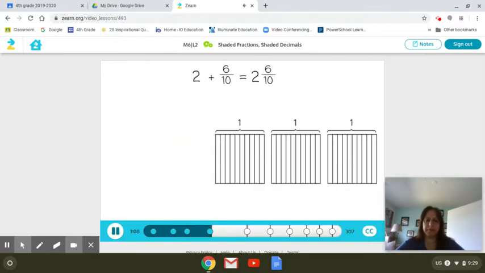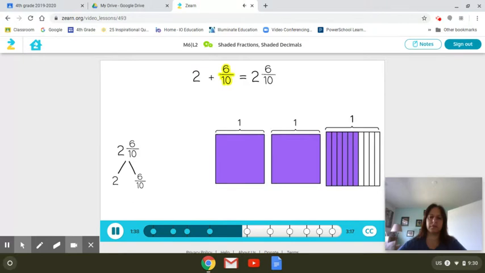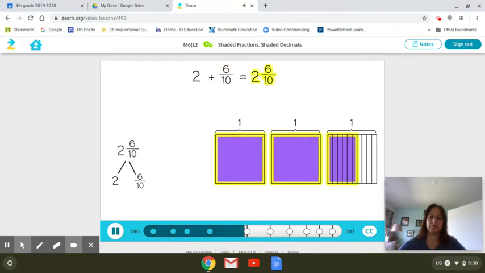Sophie, what did you do here? I made a number bond breaking down 2 and 6/10 into 2 ones and 6/10. Since each area model represents one whole, I shaded 2 wholes completely first. Then I still had to shade 6/10. Since each of the wholes is broken into tenths, I shaded 6 columns to show 6/10. Exactly right. Our area model matches our equation. 2 ones plus 6/10. That's 2 and 6/10 altogether.